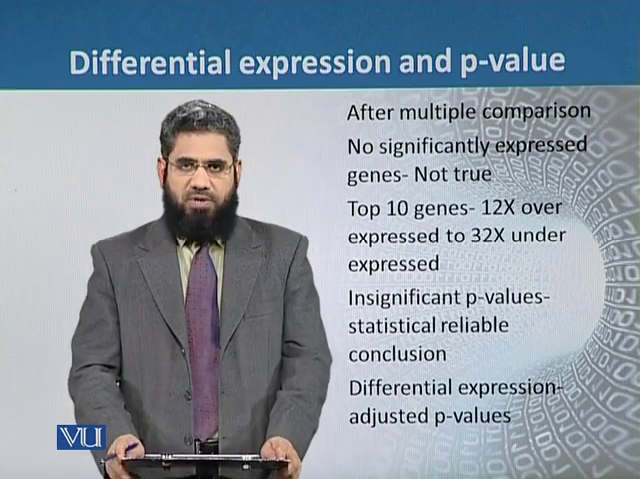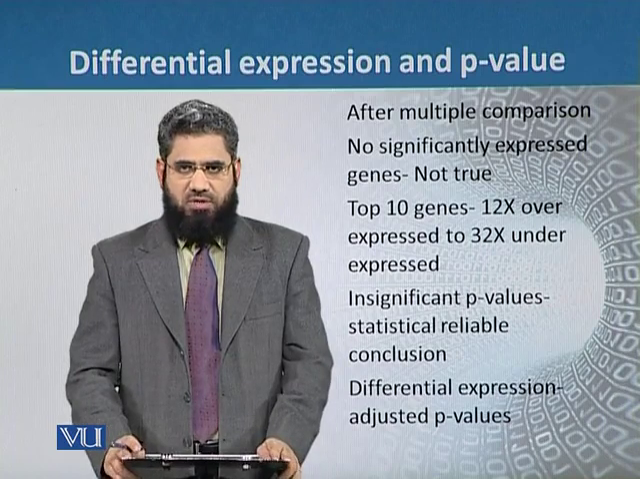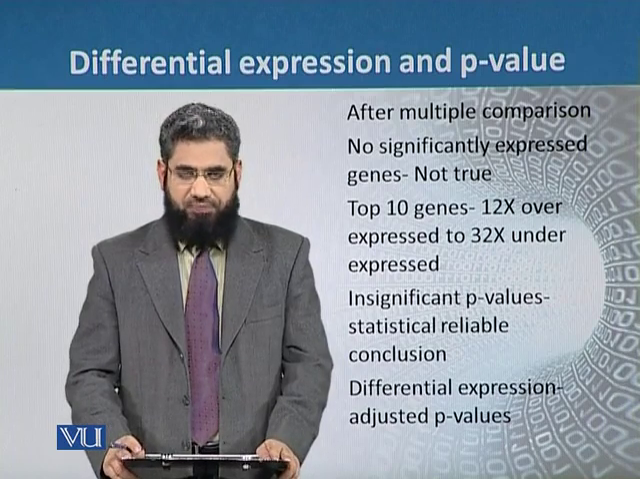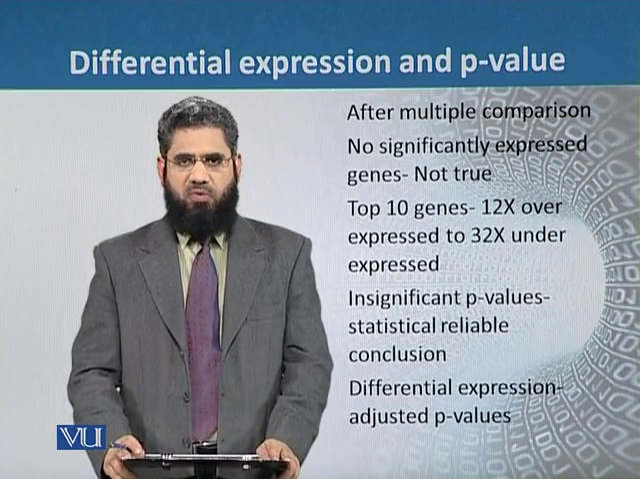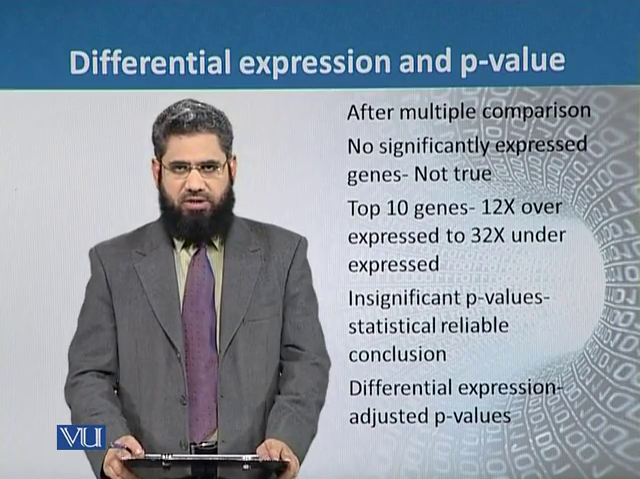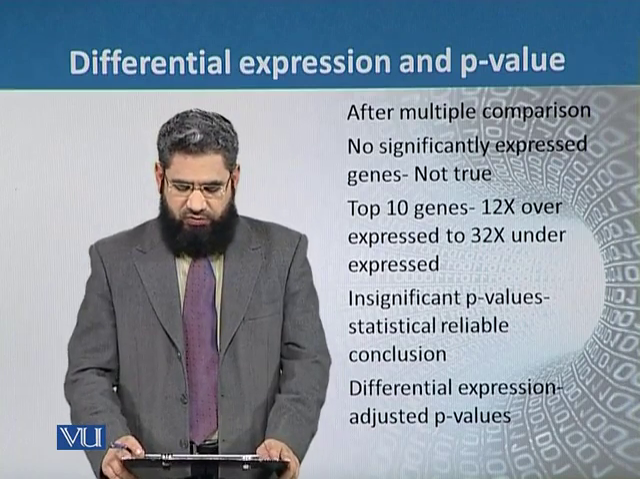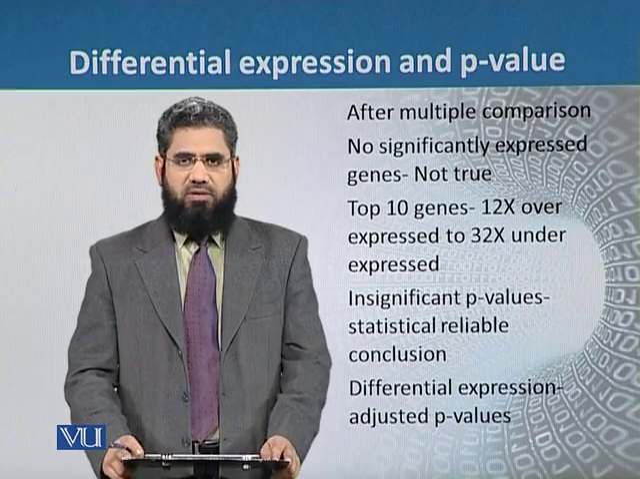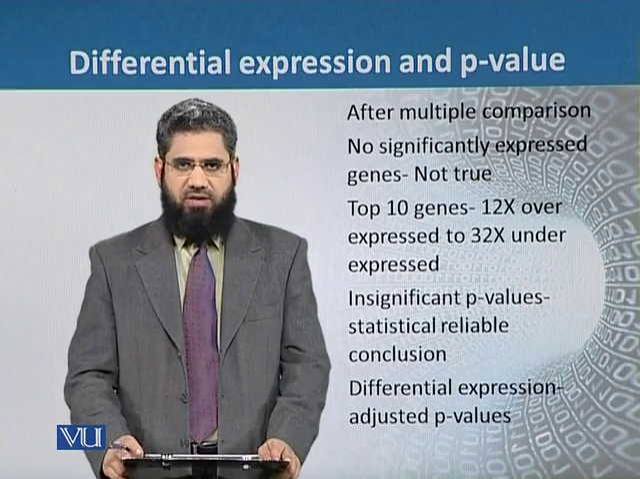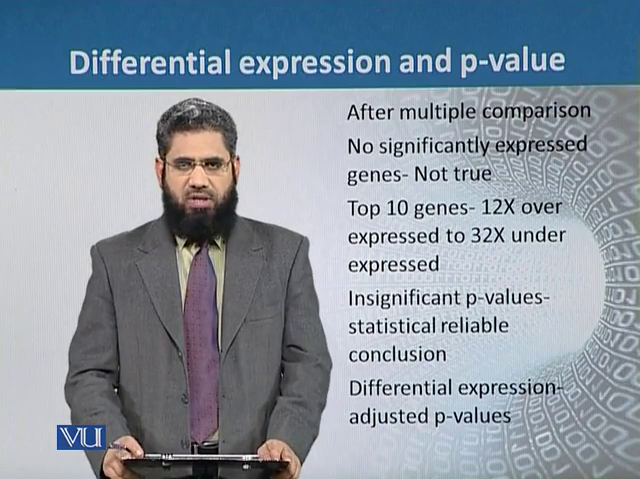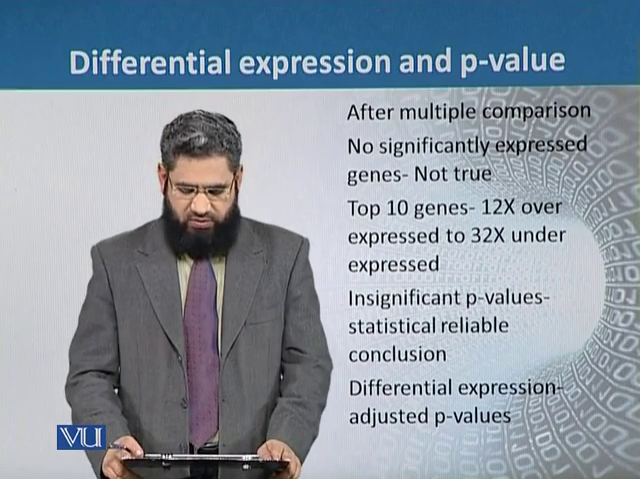If we see the top 10 genes, we can observe that some of them are highly upregulated, maybe more than 12 times upregulated. And a few of them are downregulated, and it is also significant, as the value is 32 times downregulated.